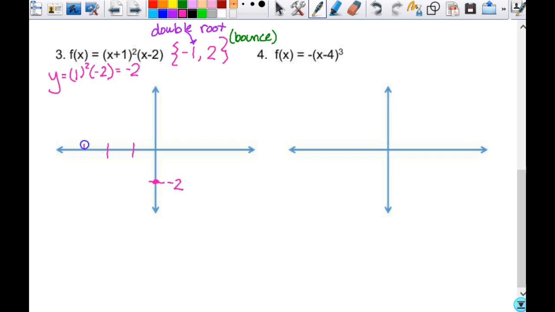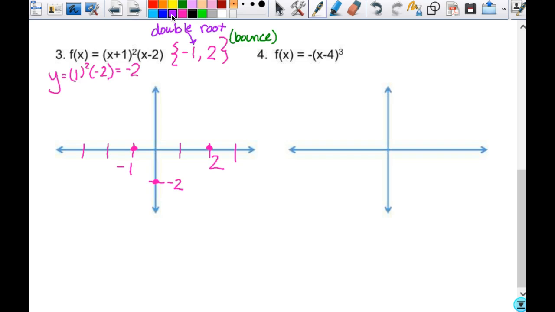Then I have a -1 and a 2 for my zeros. And this has a degree of what? What's the degree of this polynomial? 3, right? And the leading coefficient is positive. Therefore, it looks like this, right?